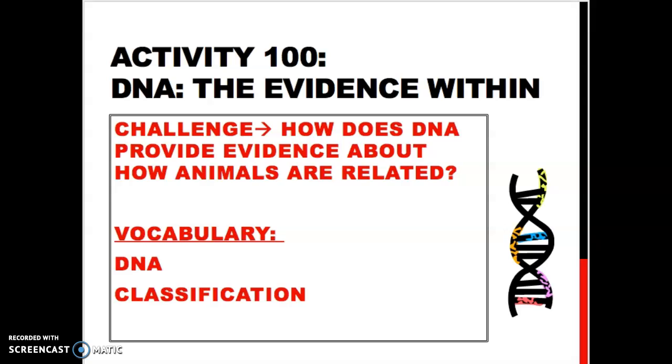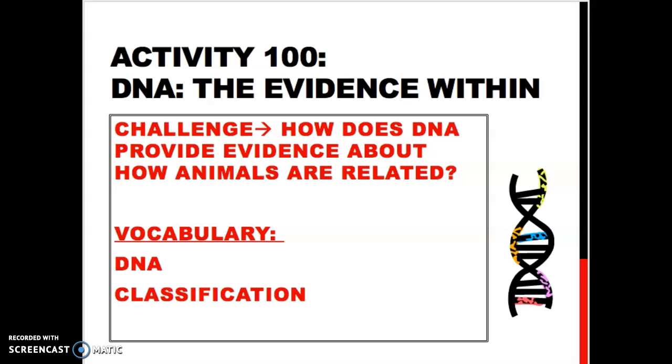Okay, so activity 100 is called DNA, the evidence within. And the challenge that you should be able to determine by the end of the day on Thursday is to be able to tell me, how does DNA provide evidence about how animals are related? So I have said a few times that the best evidence that scientists have to prove evolutionary relationships is DNA. And so we're going to start looking into how that is. Why is that a thing?